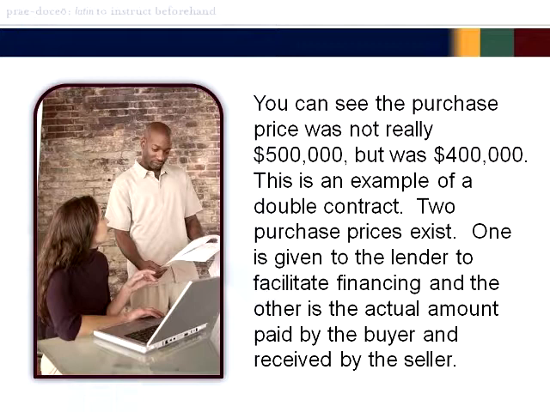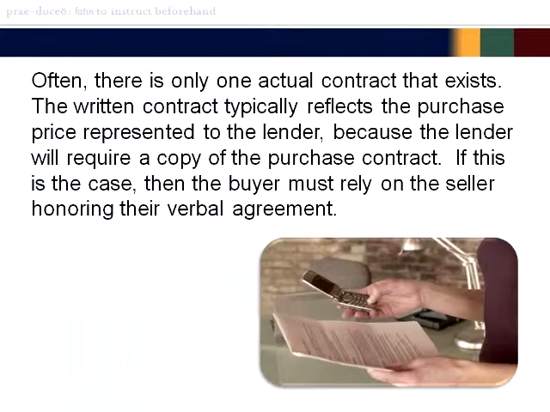This is an example of a double contract. Two purchase prices exist. One is given to the lender to facilitate financing, and the other is the actual amount paid by the buyer and received by the seller. Often, there is only one actual contract that exists.